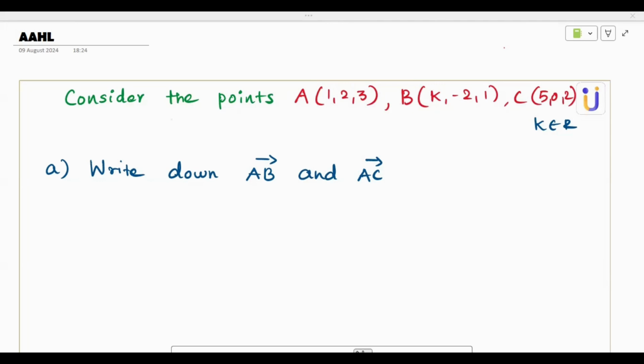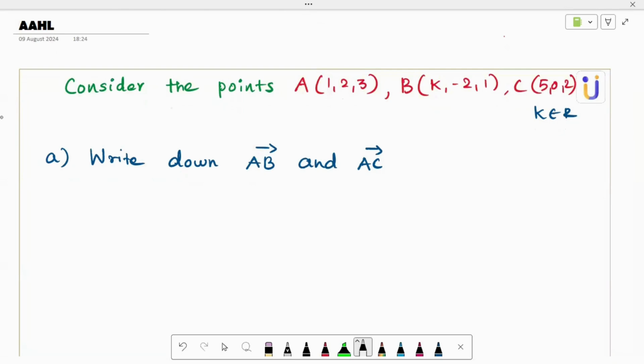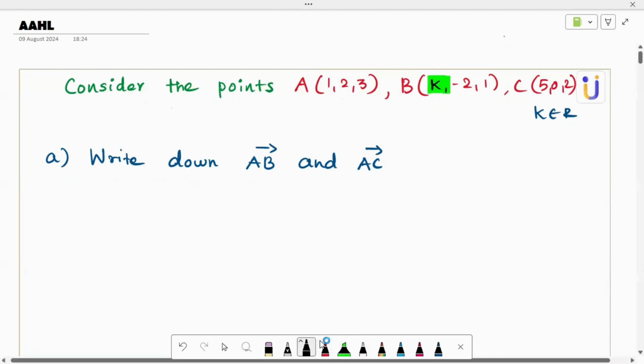First is very simple. Three points are given, A, B, C, and all are 3D points in a 3-dimensional space, and K belongs to R. K is an unknown here. The next part is write down AB and AC. So this is a basic vector, how to write. So position vector, we know, right? When we have a coordinate, position vector is very simple. But how to find AB and BC?